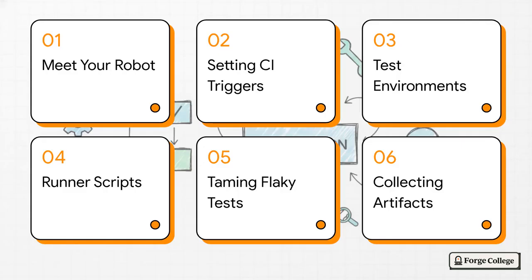Here's the blueprint we're sketching out today. 1. Meet your robot. 2. Setting CI triggers. 3. Test environments. 4. Runner scripts. 5. Taming flaky tests. And finally, 6. Collecting artifacts.